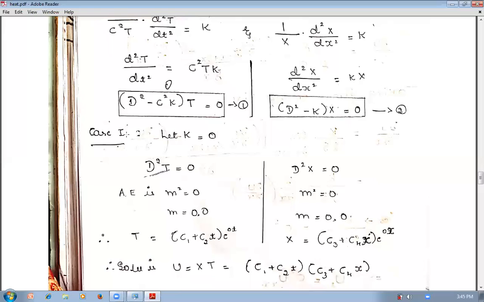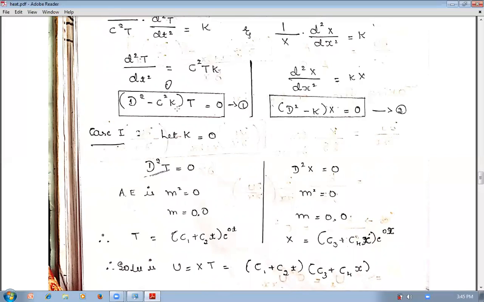Then case 1, put k is equal to 0. Case 2, k is equal to p square, and case 3, k is equal to minus p square. In three cases, we can find the solution for heat and wave equations. Remember, the first case is put k is equal to 0. The next one is k is equal to p square, and the third one is k is equal to minus p square.